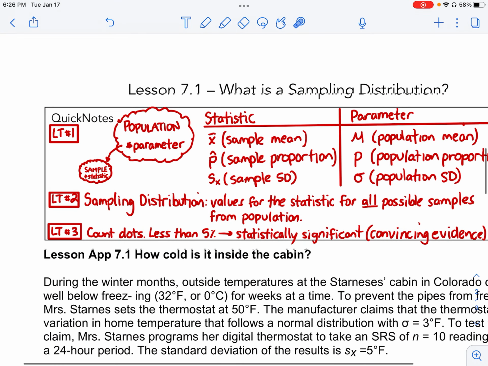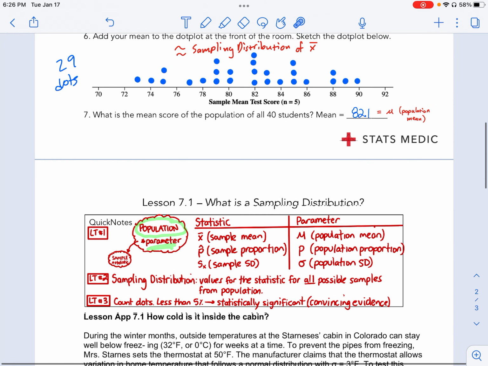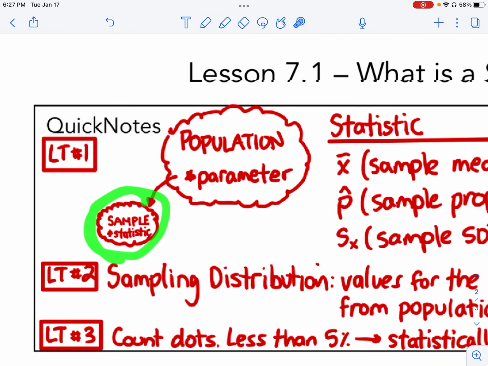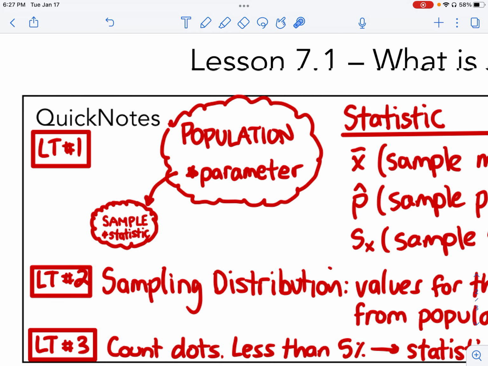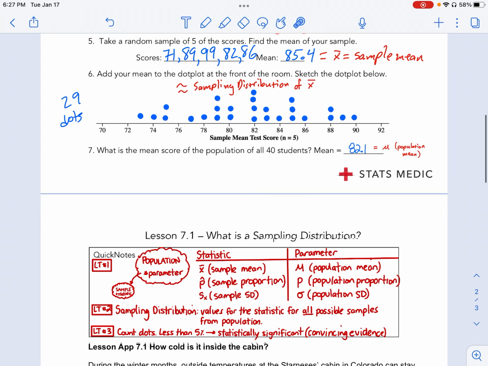If you know the whole population, you are finding a parameter. So let me try to translate that up here. This is a parameter because it's the whole population. If you have a sample, zoom in on that. Samples give you statistics. Think P and P and S and S. Samples give you statistics.